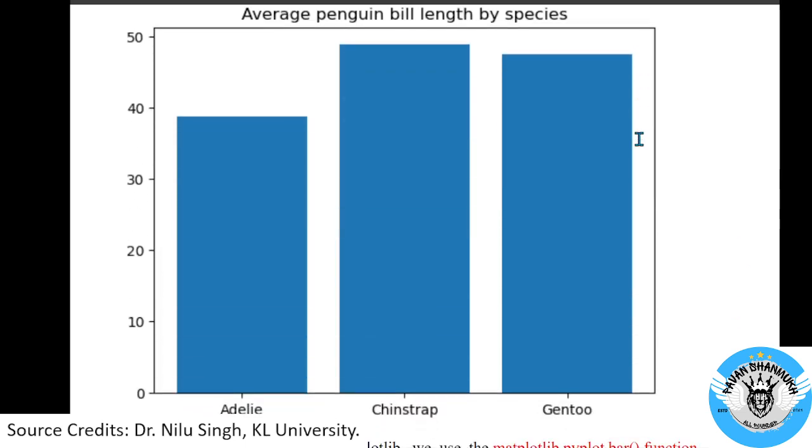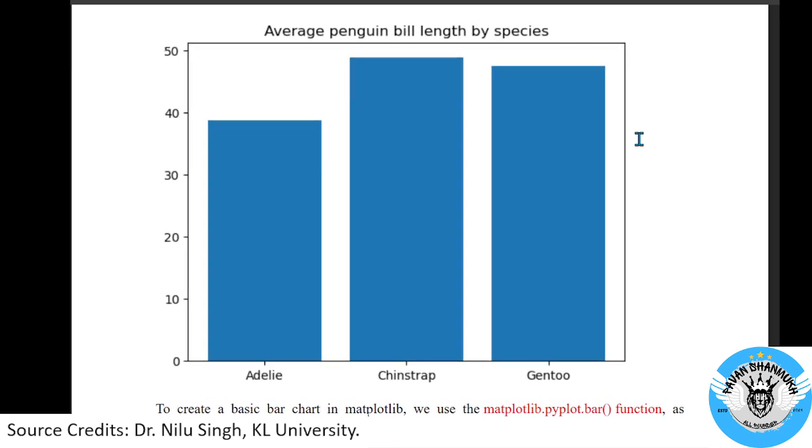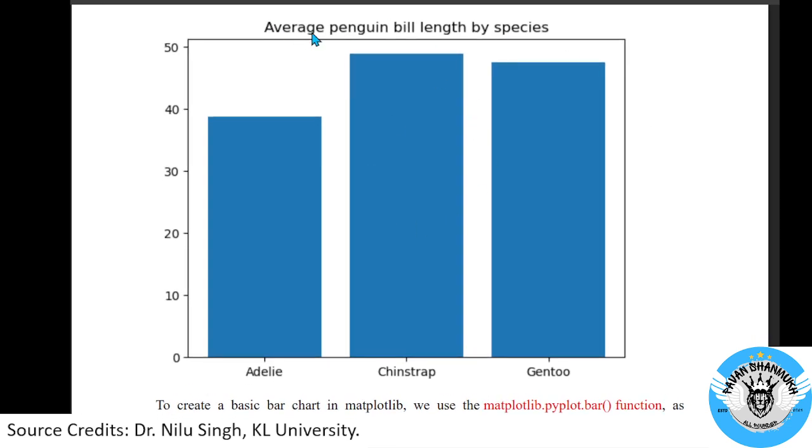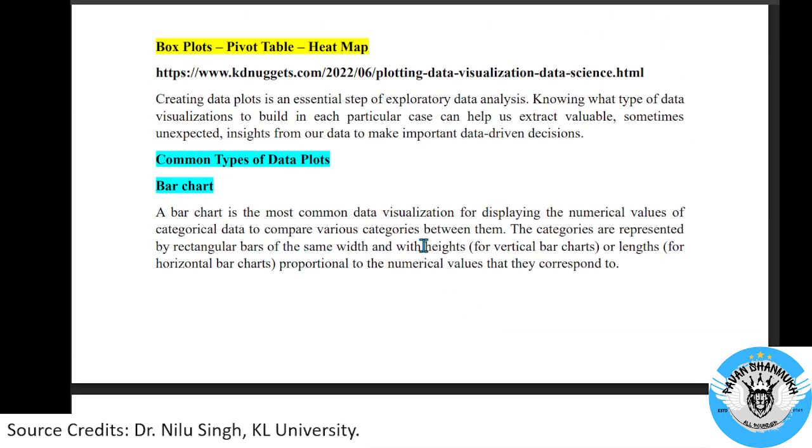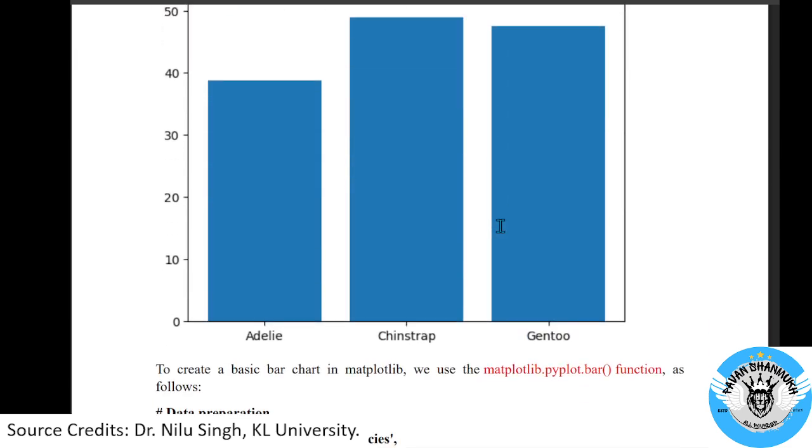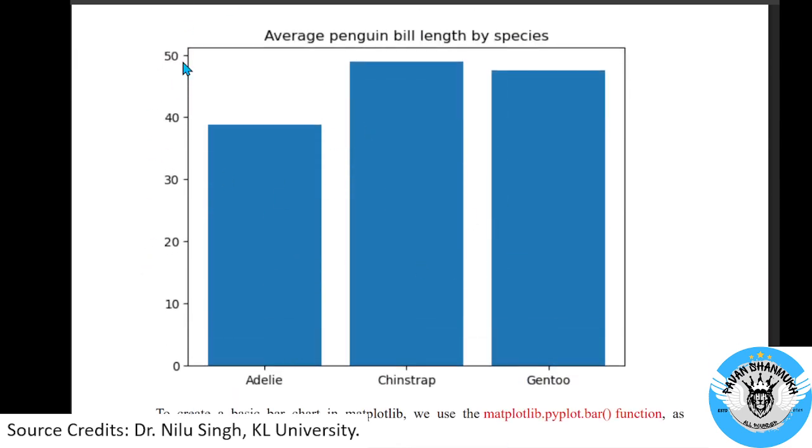So now coming to the example. Here we have average penguin bill length by species. Here we have numerical values, and the categories, the various categories. These rectangular bars are various categories, and these are the numerical values we have. So proportionality is used in order to apply a visualization graph.